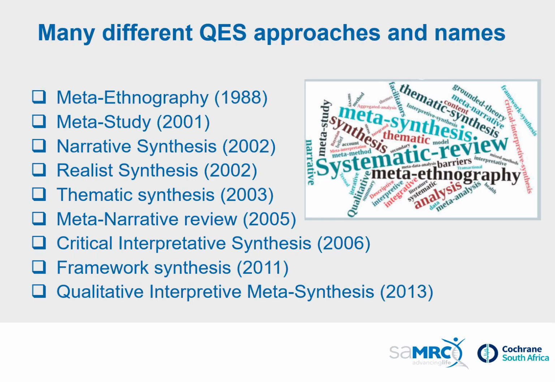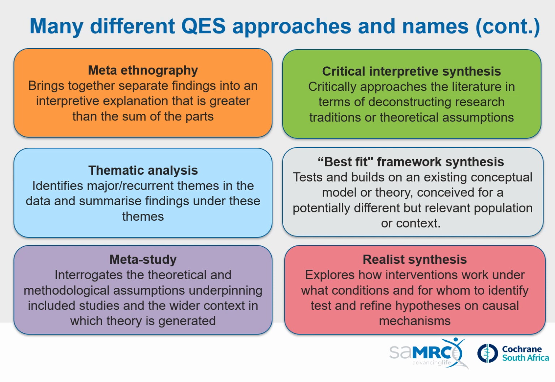This is just a list of some of the currently existing common approaches found with QES, but there are many others. I think at the moment there are over 40 different QES approaches. For example, we have an approach called meta-ethnography, meta-study, narrative synthesis, realist synthesis, and so forth.